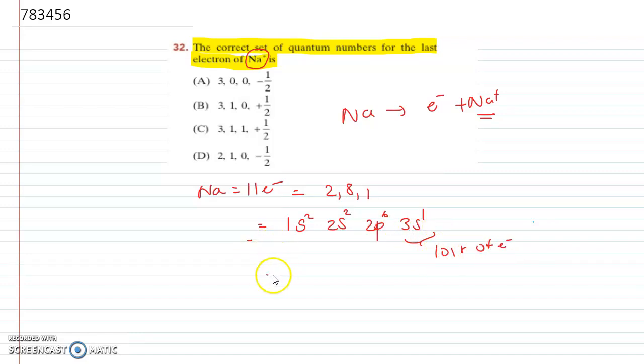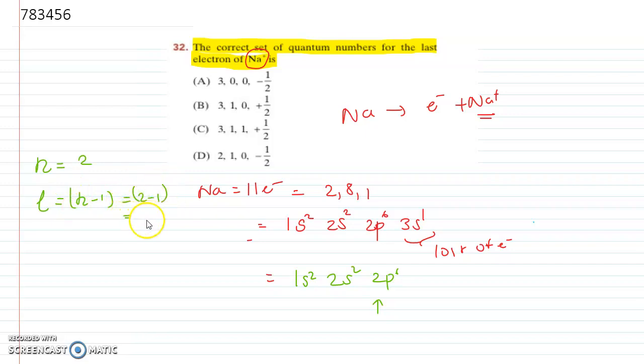Once it loses it, the electronic configuration becomes 1s2, 2s2, 2p6. So the last electron enters the second orbit, so our principal quantum number n is equal to 2. Then the azimuthal quantum number, represented by l, is equal to n minus 1, that is 2 minus 1. Our answer is 1. So l is 1.